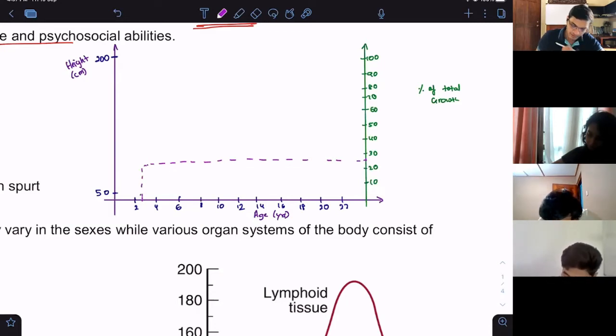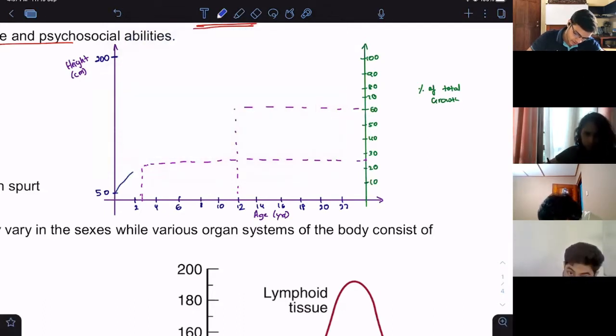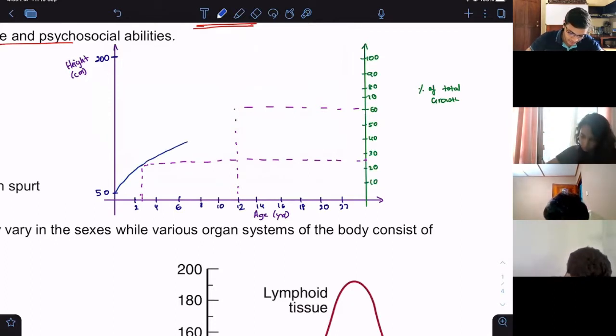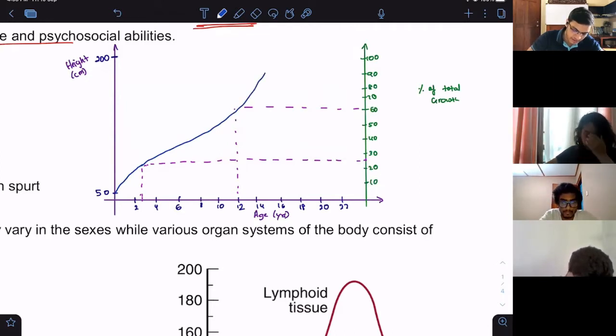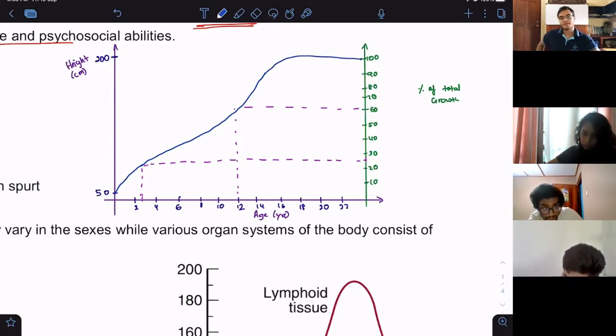And then again, at around the age of 12, we get about 60% of the growth. The curve looks something like this, guys. Initially, there is a very rapid increase. Then it slows down a little until about the age of 12, and then increases again. And then it comes to a plateau. This is what the curve looks like. This last bit is a straight line, guys.